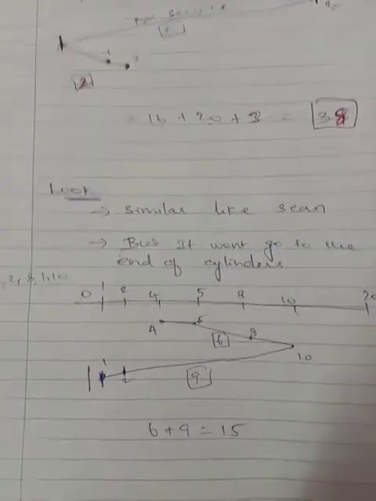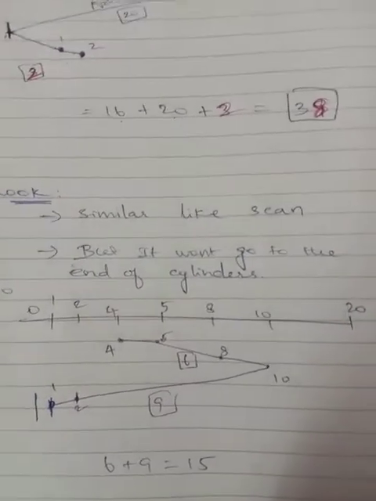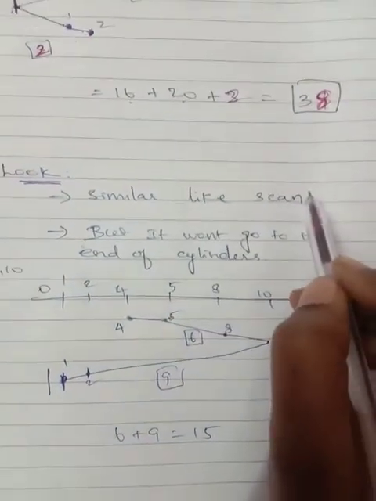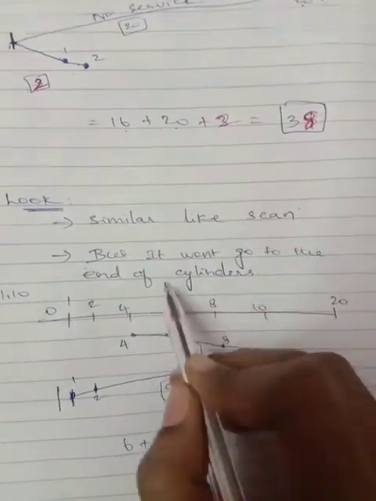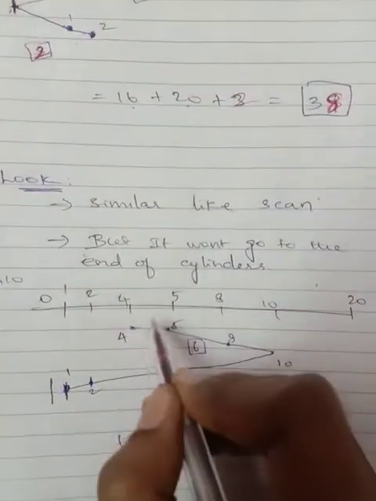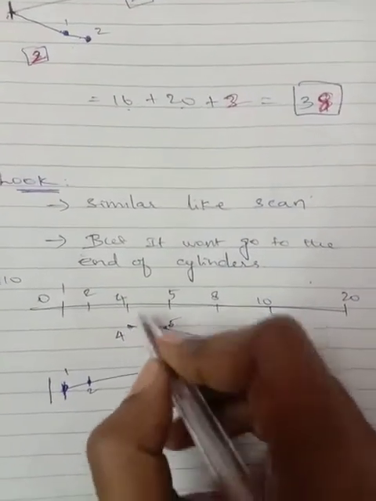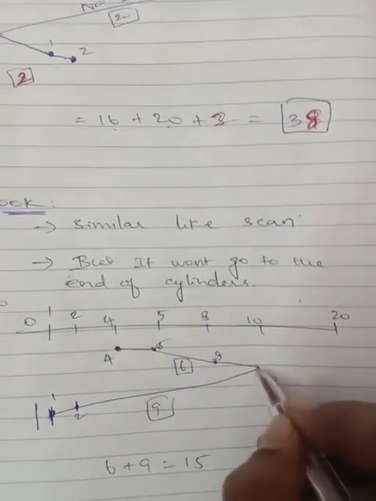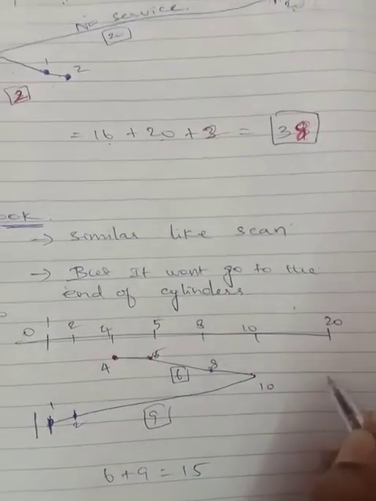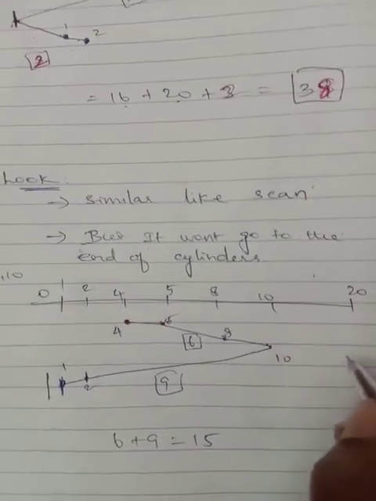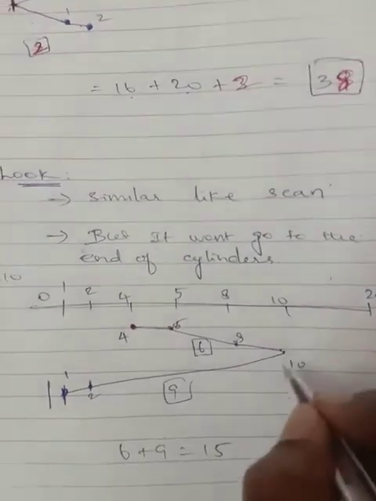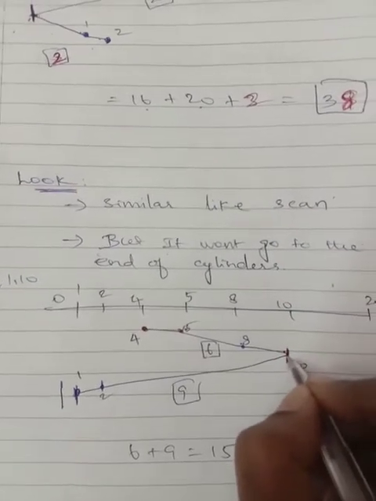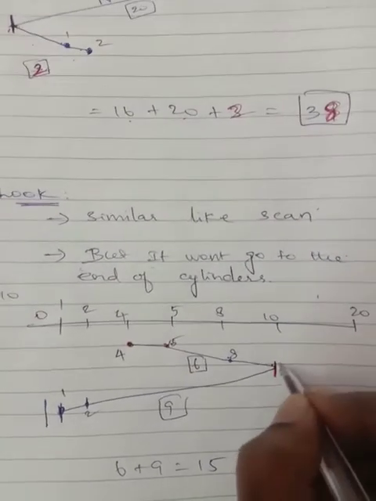In the same way, it is LOOK. LOOK scheduling is similar to SCAN scheduling, but it won't go to the end of the cylinder. It won't go to the end of the cylinder. That is the only difference. So in SCAN 4, 5, 8, 10, it won't go to the 20th cylinder because there was no request after 10. So it will stop here itself, and it returns back.